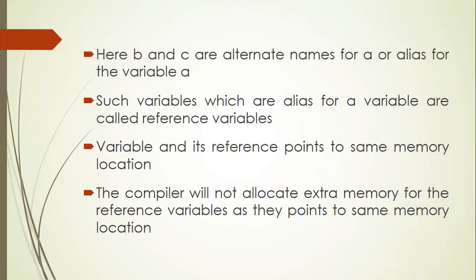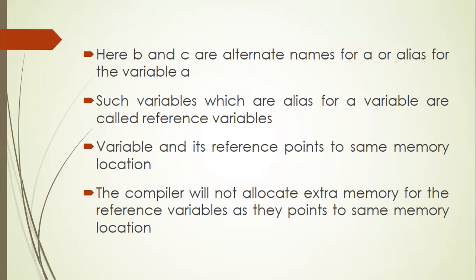So in this example, the original variable name is A. Now A is called by two different names, B and C. In this case, we say that B and C are the reference variables for A only. In the case of references, the variable and all its references point to the same memory location. The address of A is 1000, which means the address of B and C, the references for A, is also 1000 only.